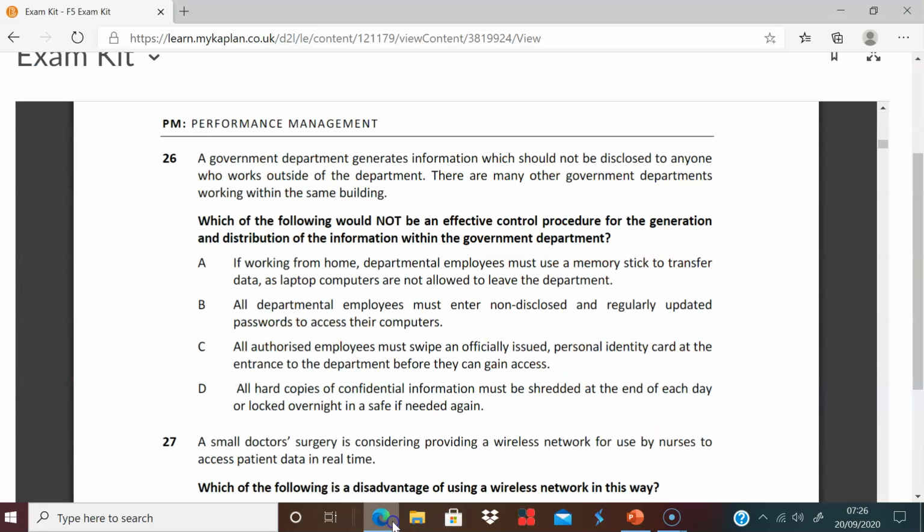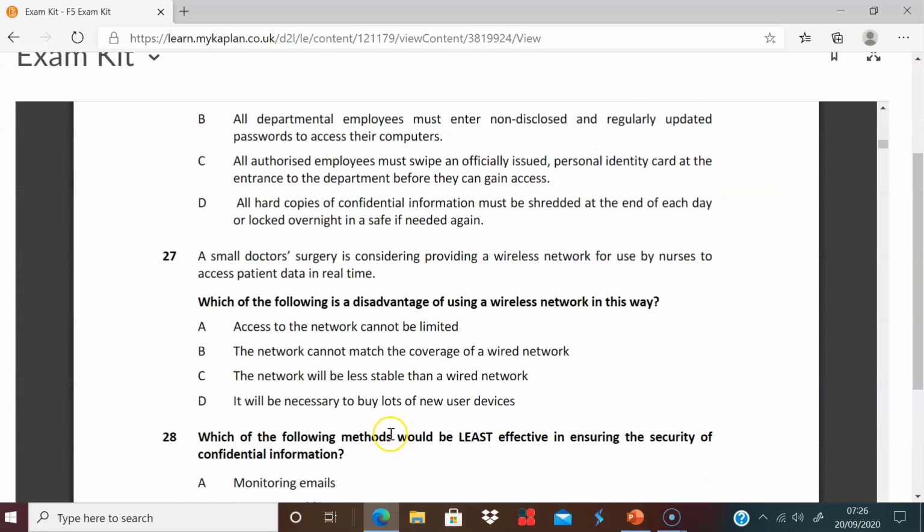Let's look at 27. It says a small doctor surgery is considering providing a wireless network for nurses to access patient data in real time. So you want them to basically have a wireless network that they can quickly log into and see from wherever they are in real time. Which of the following is a disadvantage? You can always limit it. You need a password. So that's not true. The network cannot match the coverage of it. No, that's not true. These are very good things.